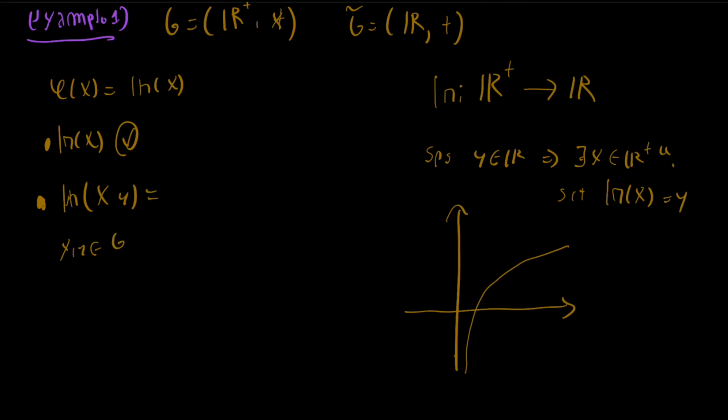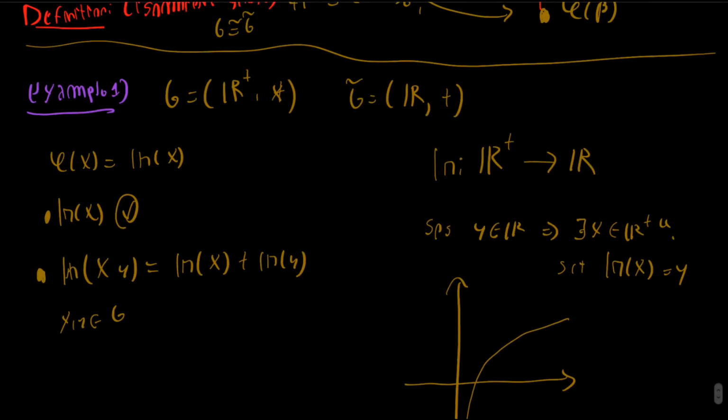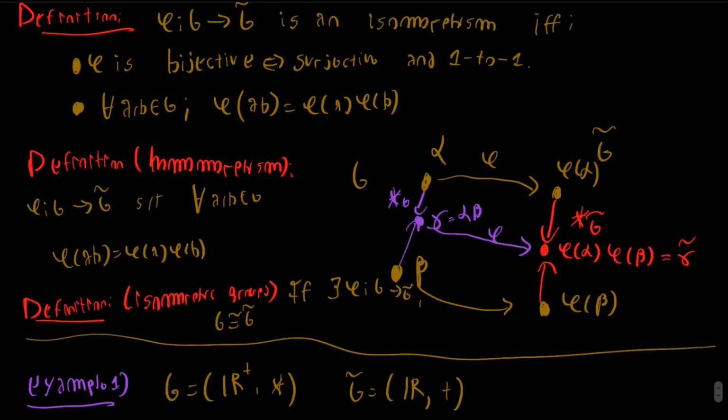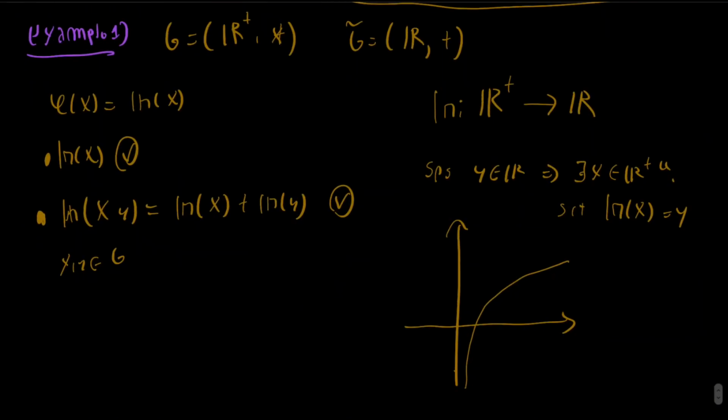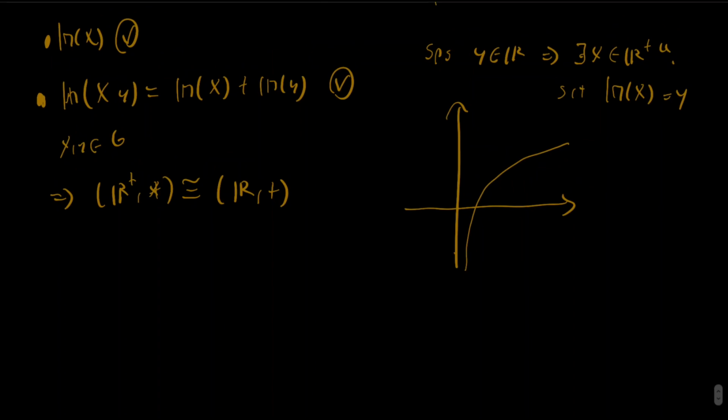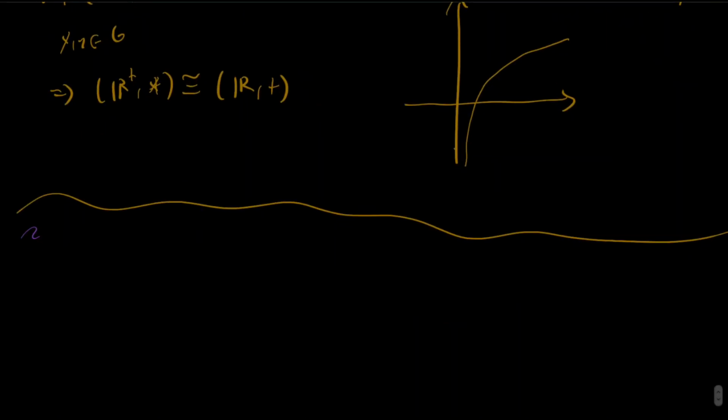And by the properties of the natural logarithm, this is equal to the natural logarithm of x plus the natural logarithm of y, and we basically reached the condition that we wanted, because this is literally this condition here that we wanted to show. And so it follows that these two groups are isomorphic. And the natural logarithm of x is the function that constructs this isomorphism. Now, moving to another example.